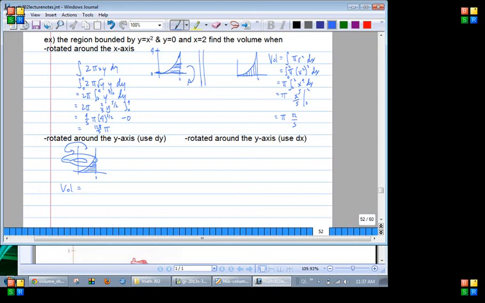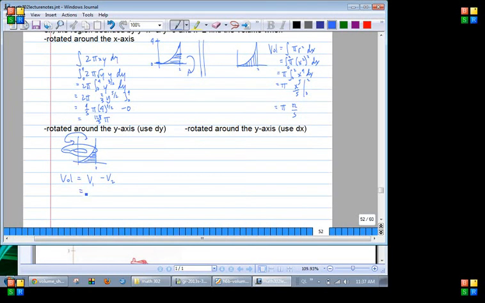You're going to get a disc with a hole in it, because it's going to stay flat. So, disc with a hole means you have to do V1 minus V2. So what is the outer volume? It's going to be pi r squared minus pi r squared.